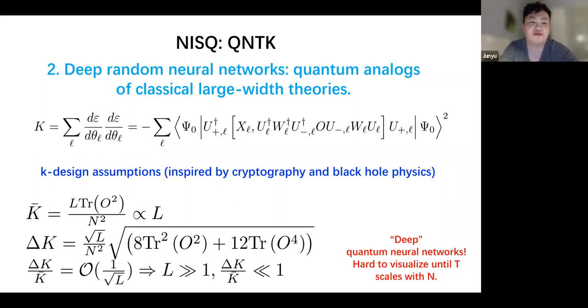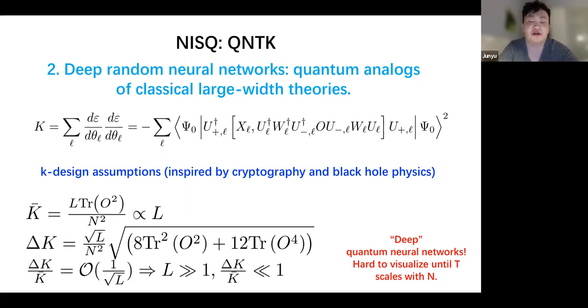So K-design is actually an approximation of the uniform random distribution on the unitary group. The number K just means that you are matching your statistics to exact uniform randomness on the unitary group up to the kth moment. That is the definition of K-design theory, which is inspired by quantum cryptography and actually black hole physics originally. If you are curious, you can read some review papers on the subject.